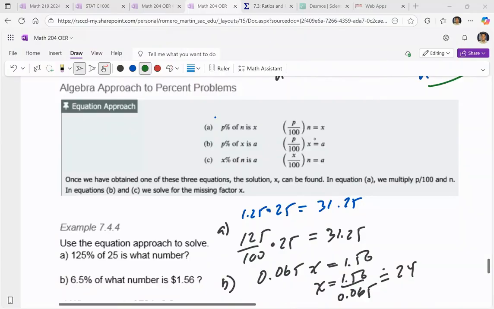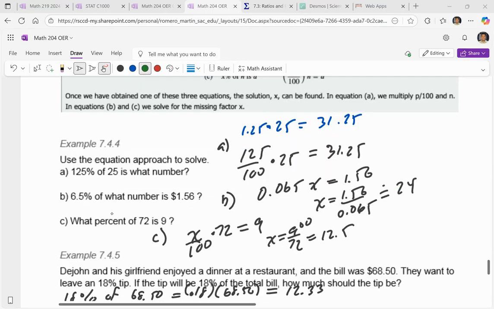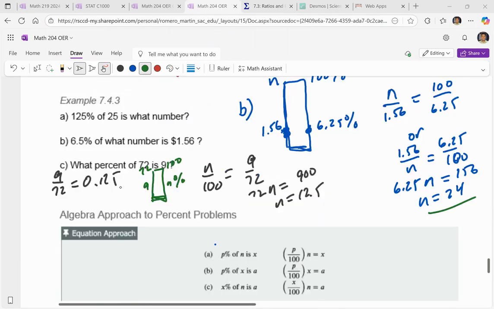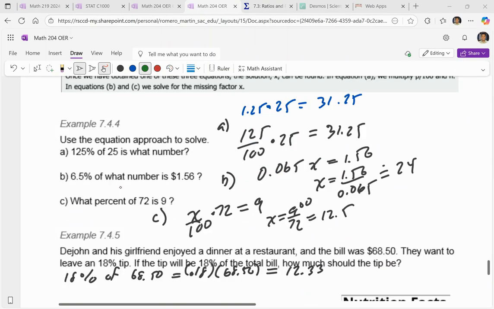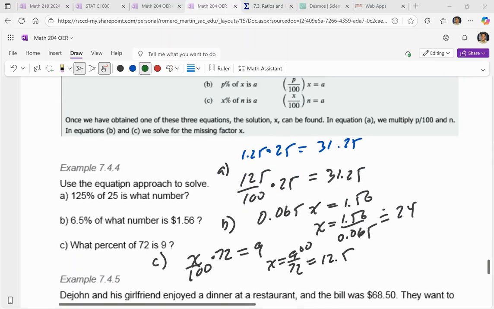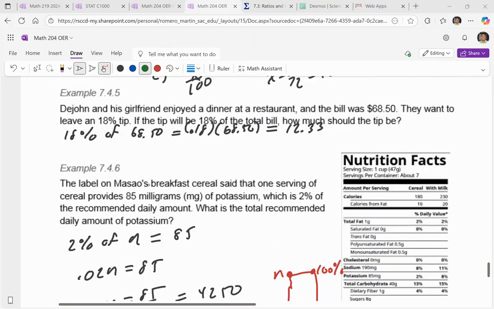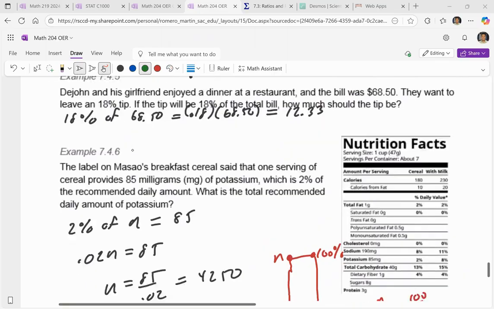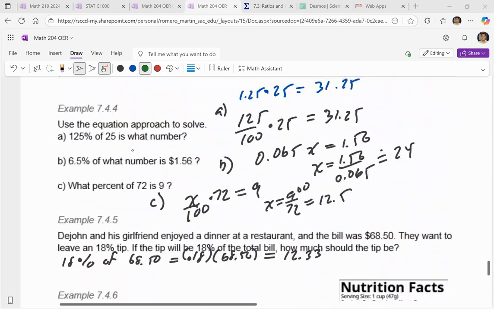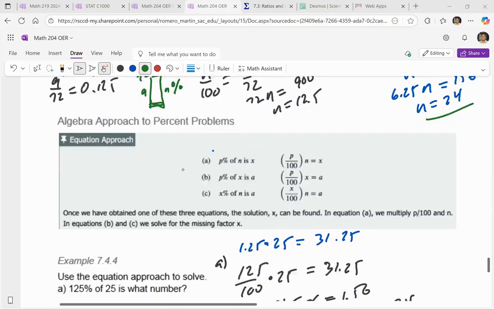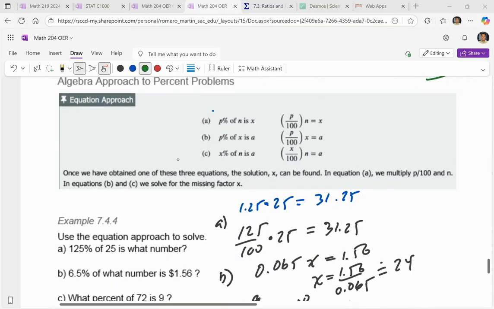So they memorize this kind of setup. P percent of n is x, p percent of x is a, right? These are the different types of problems we can get, which look like this here, which we completed on 7.43, the same ones, but now just doing an algebra approach. I think it's okay when you don't have context. The hard part for me is when you have context, sometimes it's hard to convert them into algebra. So just keep that in mind. But it's a valid and valuable approach to think algebraically, right?